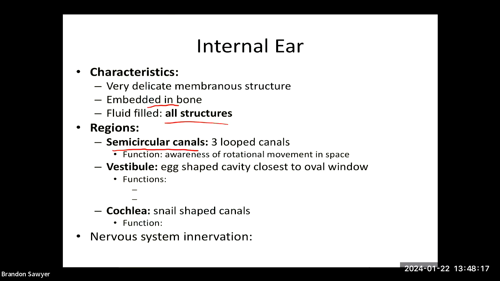Okay, and there's three primary regions: the semicircular canals, three looped canals, all next to each other. Okay, these give us awareness of rotational movement of our head. Okay, so spinning in all three planes, really, right? In all three dimensions.